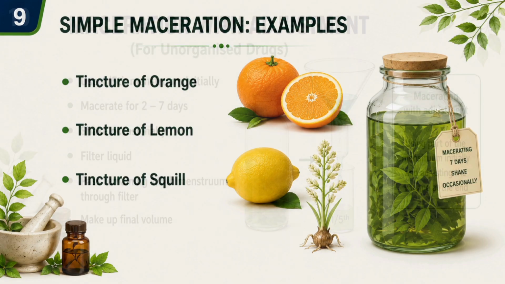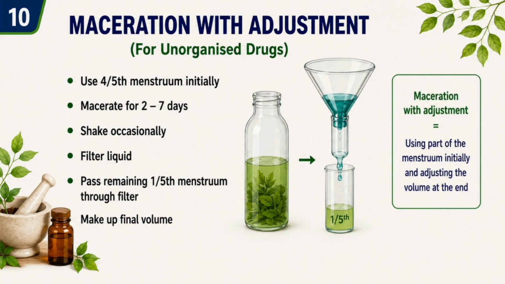Okay, so maceration with adjustment. Maceration with adjustment is commonly used for unorganized drugs. Initially, about 4/5 of the menstruum is used and the drug is macerated for 2 to 7 days. Shake occasionally and filter the liquid. Now here is the important difference. A portion of the menstruum is passed through the filter. Finally, the volume is adjusted to the required quantity.